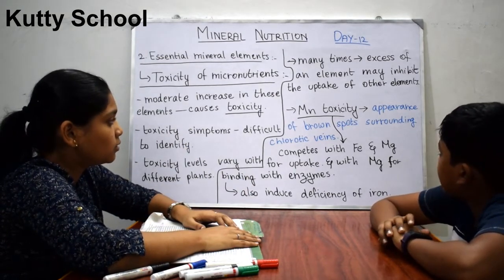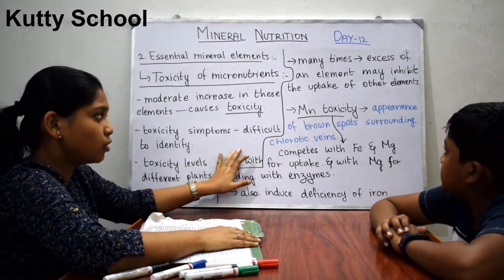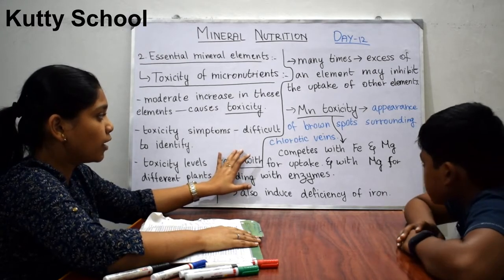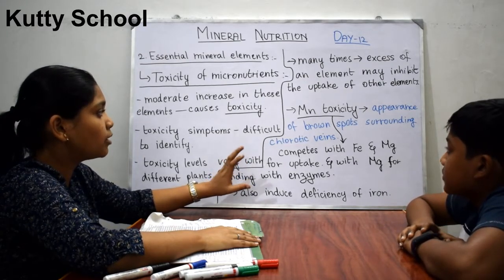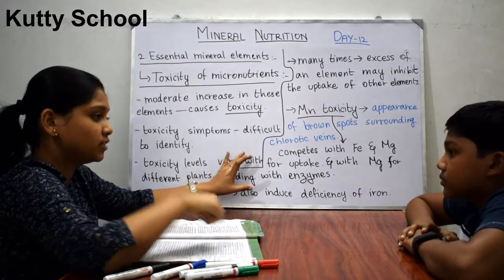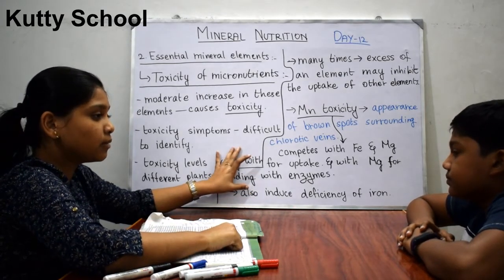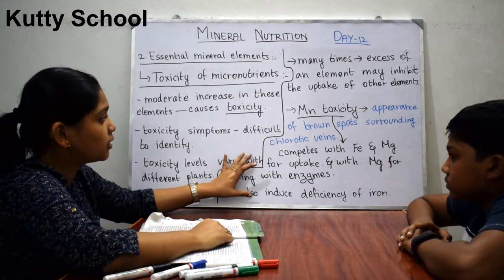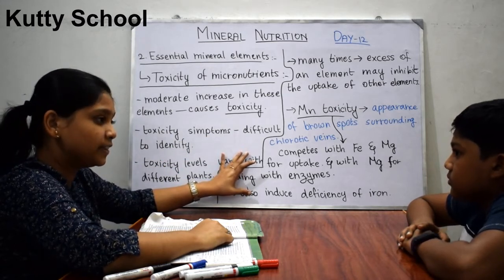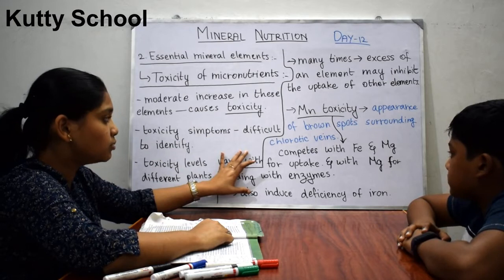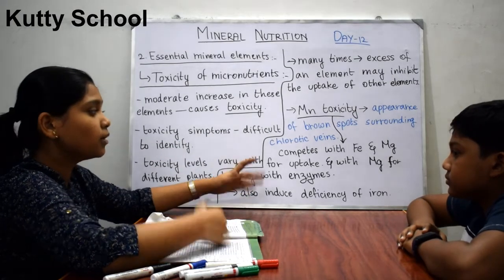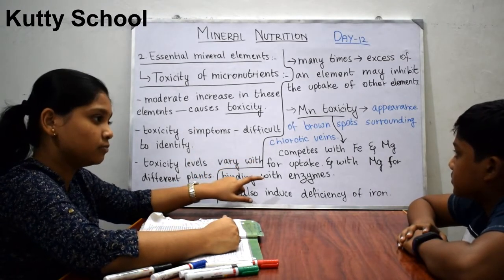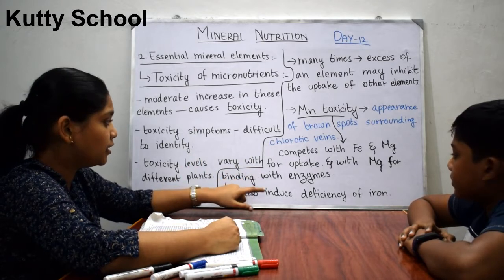For example, take manganese toxicity, where manganese is present in high amount in plants. Manganese toxicity appears as brown spots surrounding chlorotic veins, which are the veins of the leaves. So the appearance of brown spots surrounding those veins can be the cause of manganese toxicity. Manganese competes with iron and magnesium for uptake.